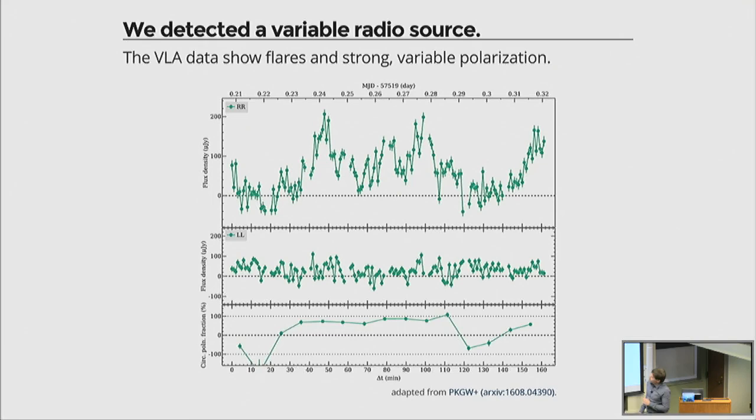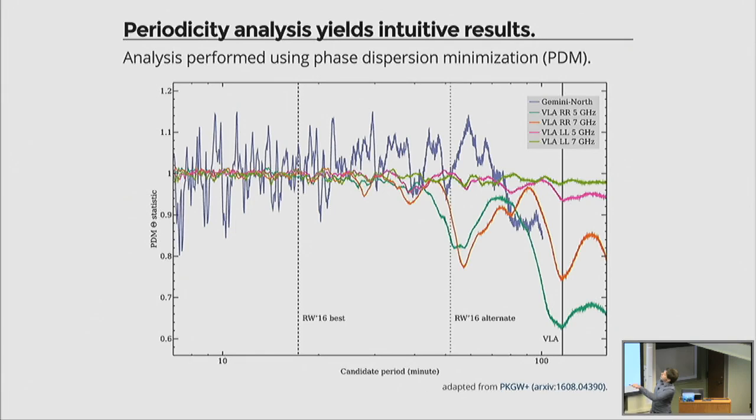So we're interested in this question of its rotation rate. If you do an analysis of periodicity, the results are pretty much what you expect from that light curve. This big wavy curve is the Gemini. This is a PDM, phase dispersion minimization analysis. It's basically a periodogram where low values correspond to periodic-looking signals at candidate periods.